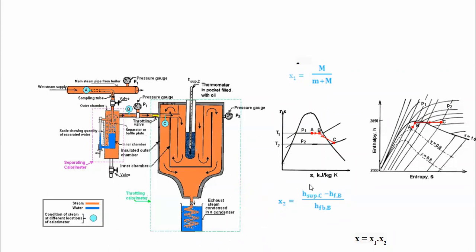So this is the concept as to why we don't use only a throttling calorimeter and why we use a separating and throttling calorimeter. A separating and throttling calorimeter is useful if the steam is very wet and you need to dry it and bring it closer to the saturation curve and then you throttle it. So this is the advantage of using a separating and throttling calorimeter over a throttling calorimeter. I hope this is very, very clear to you.